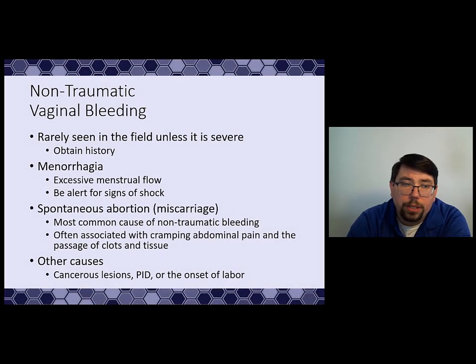Now, for non-traumatic vaginal bleeding, this is rarely seen in the field unless it's pretty darn severe. We can have extensive amounts of hemorrhage, which is called menorrhagia, referring to massive, excessive bleeding from menstrual flow, which is a little bit different than just typical shock because it's just heavy, excessive amounts of bleeding from the menstrual cycle. We can also see a miscarriage or a spontaneous abortion, another very common cause of vaginal discharge and bleeding, and it's normally going to be associated with cramping or abdominal pain, and passage of clots or tissue as well.